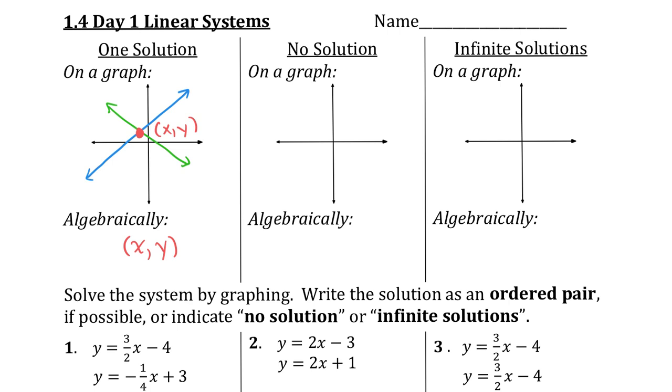Now, occasionally there is no solution. So on a graph, I'm thinking there has to be 2 lines, and there has to be no point in common. Okay, so let's draw this line. Okay, my second line needs to be drawn such that there is no point in common. So I'm going to make it exactly parallel. So if the lines are parallel, they have no points in common, therefore there is no solution.